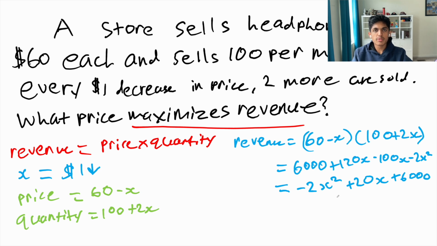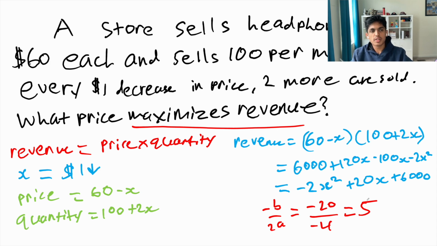Okay, and as we can see, we have a quadratic here, and we're just trying to maximize the revenue. And so once again, we're going to use our formula from before, negative b over 2a, which is equal to negative 20 over negative 4, which is equal to 5. So basically, whenever x equals 5, that's when the revenue is maximized. And so since x represents the $1 decreases, whenever the price decreases by $5, that's when the revenue is going to be maximized, and that is going to occur at $55.